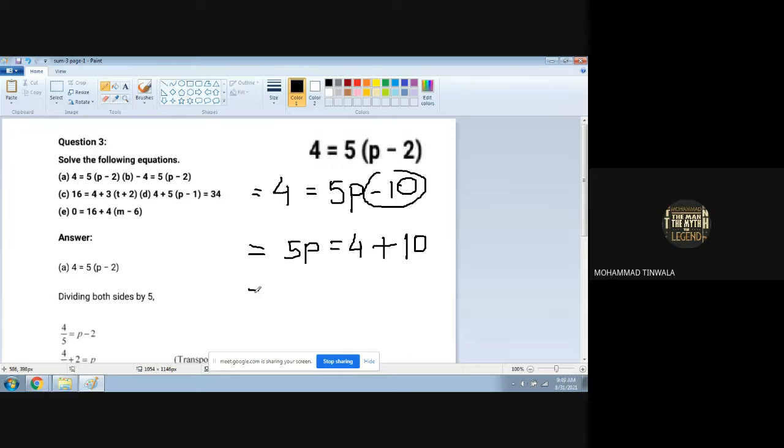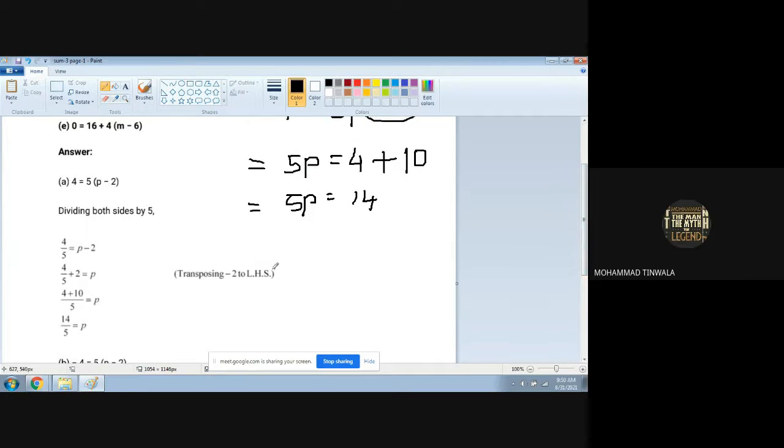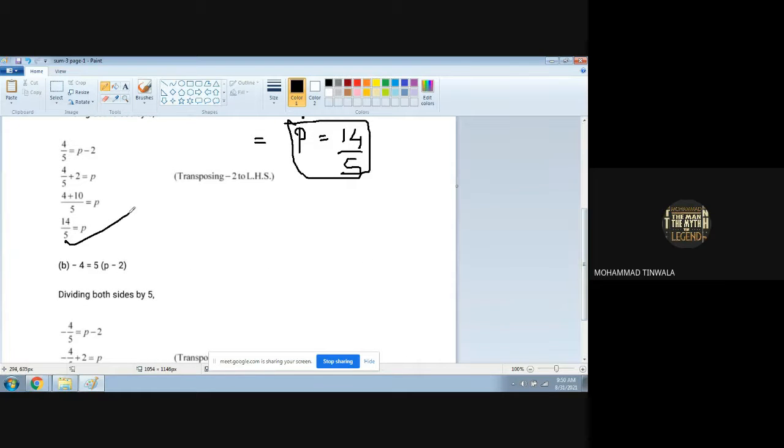Okay. So 5p is equal to 14. 5p is equal to 14. Now we have to find the value of p. So p is equal to 14 as it is upon 5. What is the value of p you got? 14 upon 5. Any doubt here?